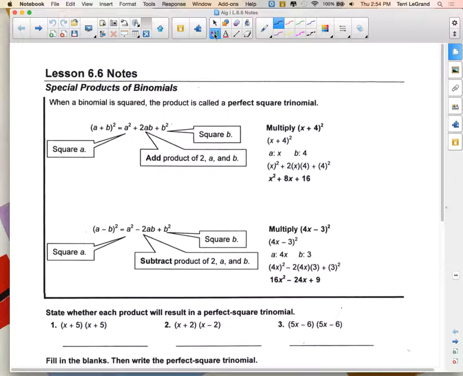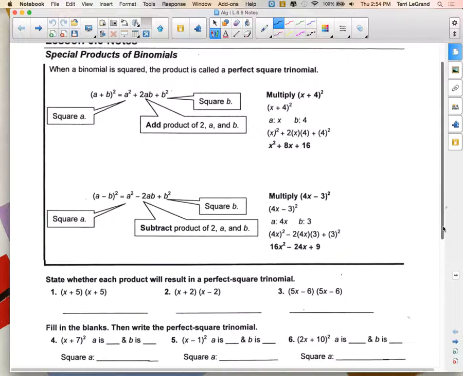Because this is going to be a binomial times a binomial, you're going to be able to use FOIL if that works better for you. You're going to be able to use the rectangle method if that works better for you. But these are going to be some shortcuts that, in reality, it'd be a good idea if you could learn really how to use them because they're kind of handy.